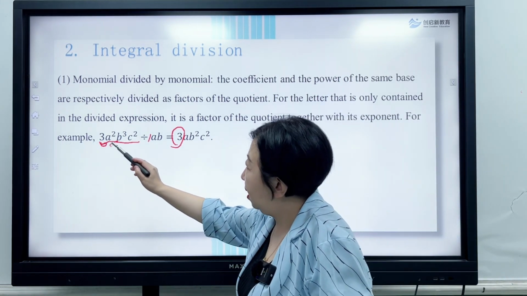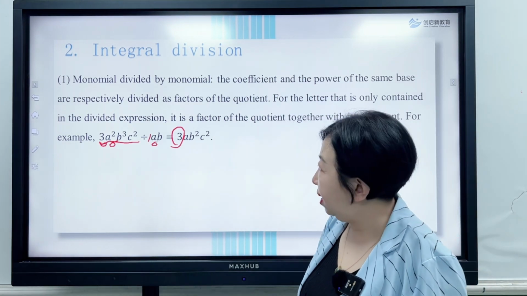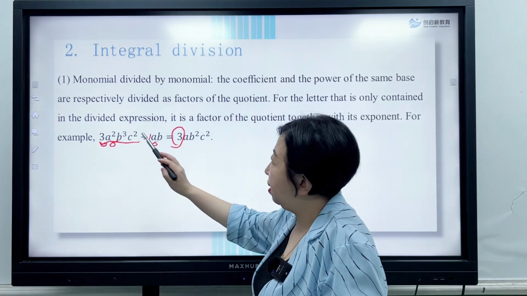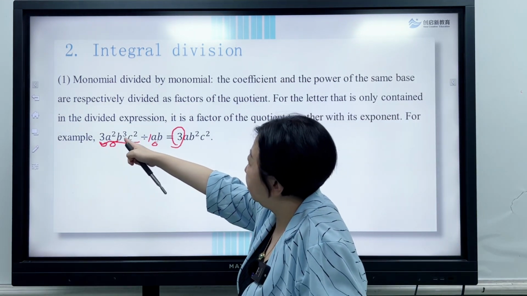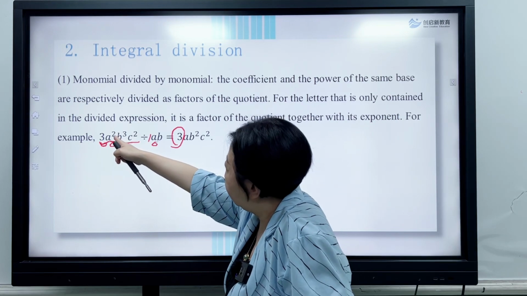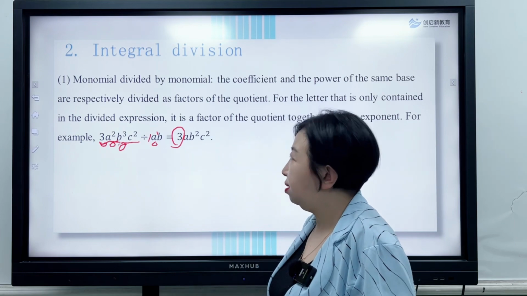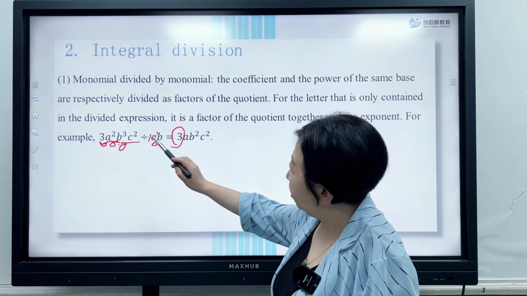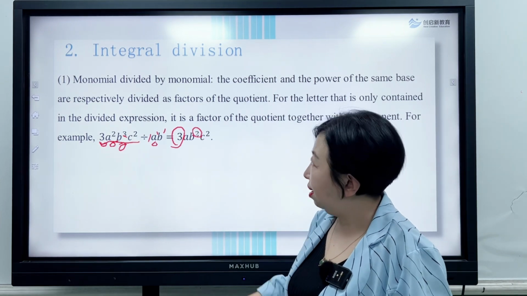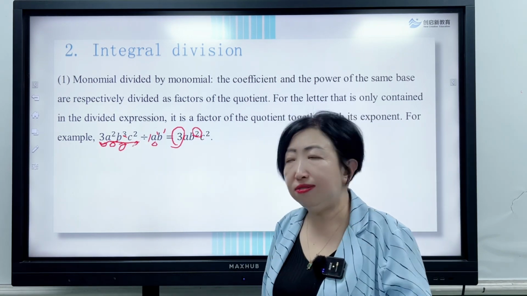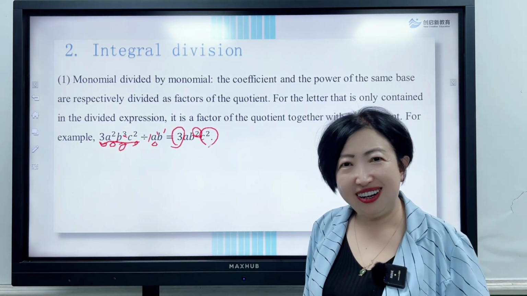And a squared divided by a, the base is the same and the exponents are subtracted, so 2 minus 1 equals 1. Here b cubed divided by b, 3 minus 1 equals 2. Of course, the 3 stays 3. Here there is no other letter, so it stays.